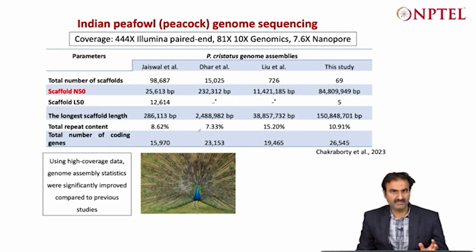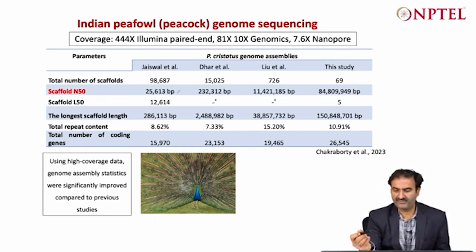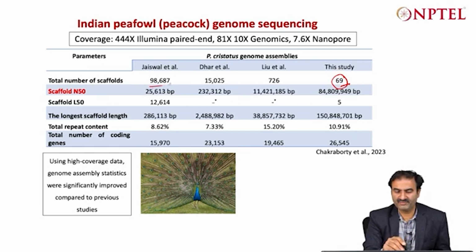So basically, the peacock genome has several versions available. You can see that in terms of scaffolds, the last version had only 69 pieces, which was a significant improvement from the first version that was published. There was also a significant increase in the N50 of the scaffolds, from 25 kb to almost 84 Mb, million base pairs. The L50 was also decreasing, and more genes could be predicted.